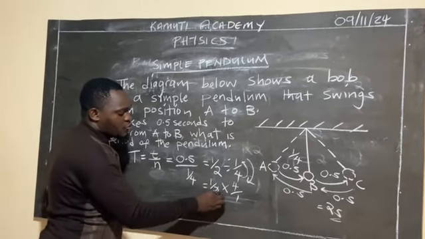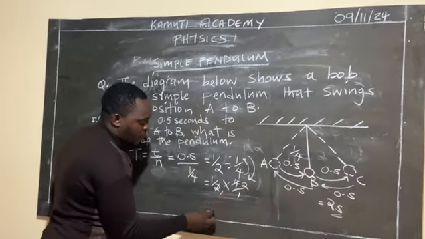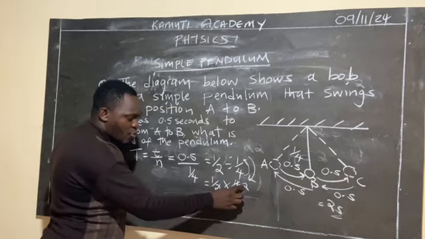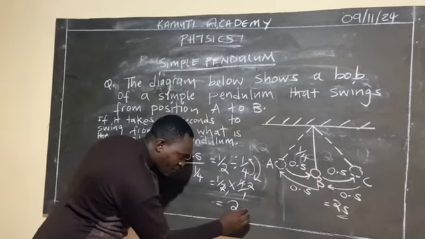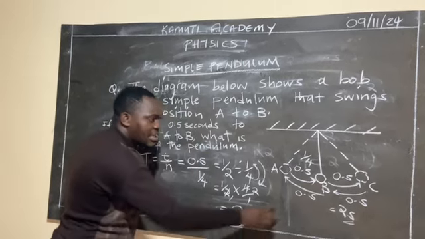Then we can say 2 into 2 is 1, 2 into 4 is 2. Then finally, 1 times 2 is 2, divided by 1 is 2. So the period of the pendulum is 2 seconds, just like we found there.